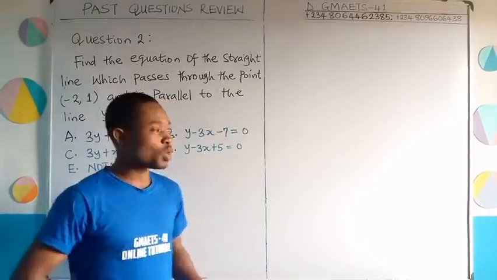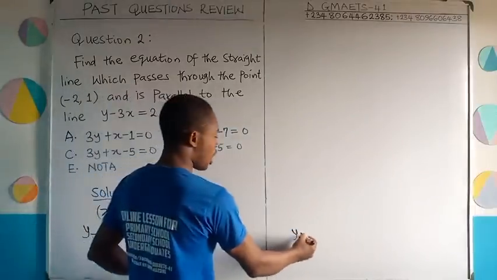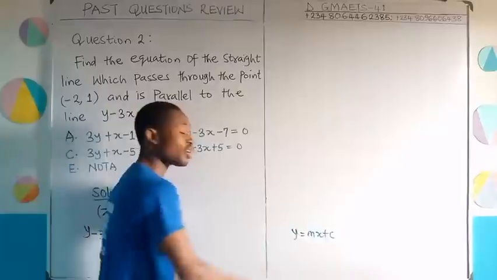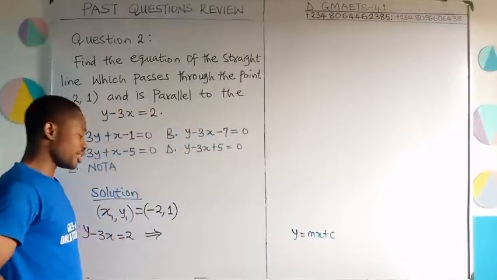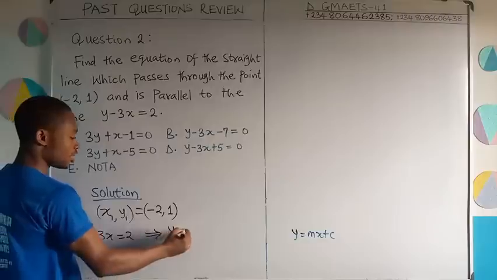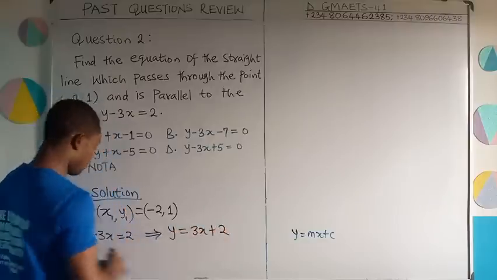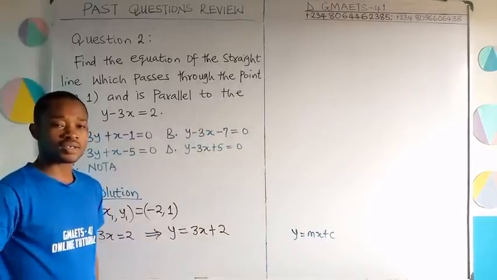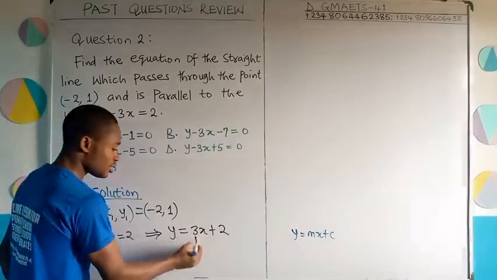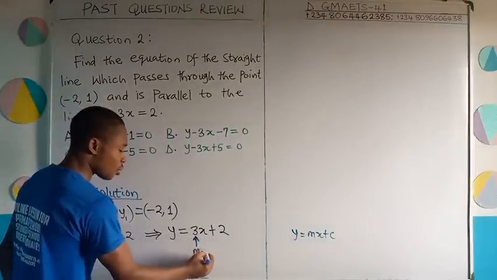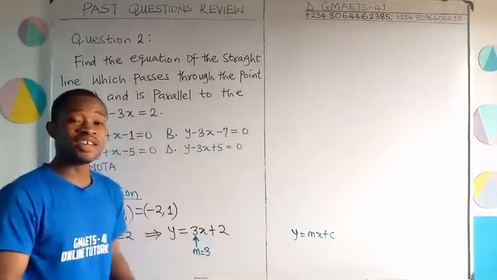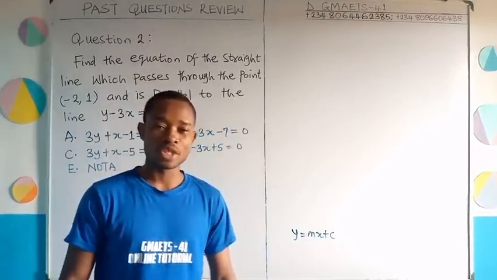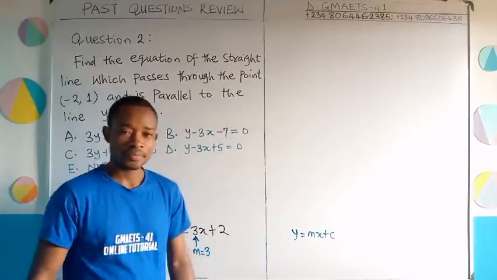The reason is because the equation of a straight line generally is y equal to mx plus c. This is the standard form, and then this m is the gradient. So we need to get the gradient in this case. So this is y equal to 3x plus 2. If this negative 3x crosses over, it becomes positive on the right hand side. So what does this tell us? Clearly, we've got our gradient: m is equal to 3. So this is the slope. This is the gradient of the new line whose equation we are required to get here.